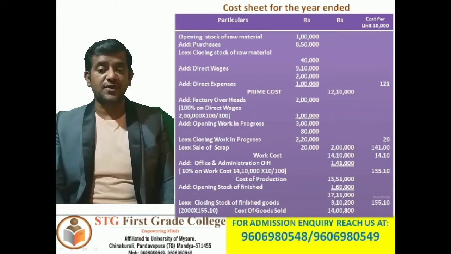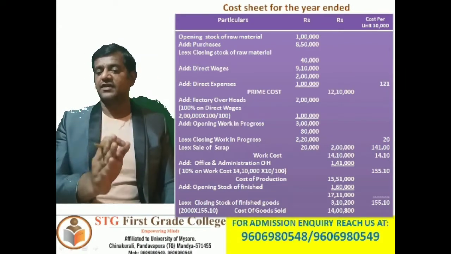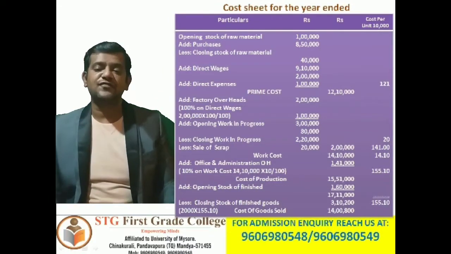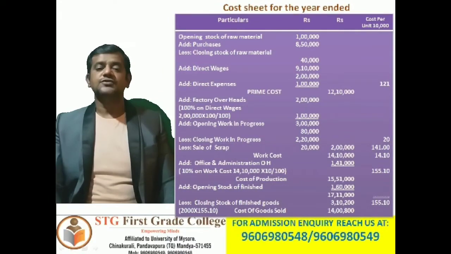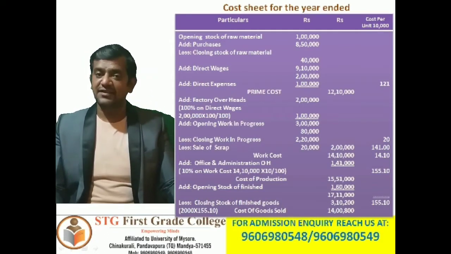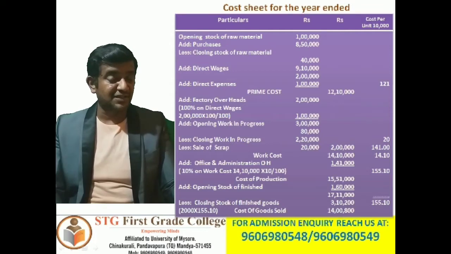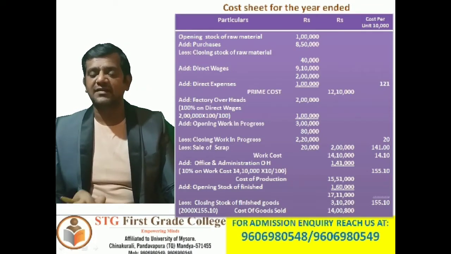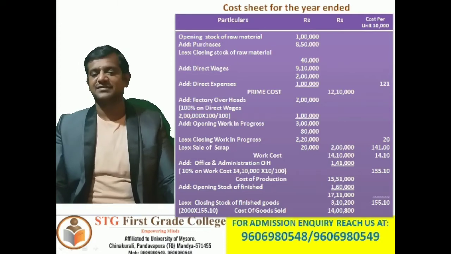15,51,000 is the cost of production. So 15,51,000 divided by 10,000 comes to 155.10. Next, add the opening stock of finished goods, which he has given directly in the problem as 1,60,000. So I'm adding it directly, 15,51,000 plus 1,60,000.